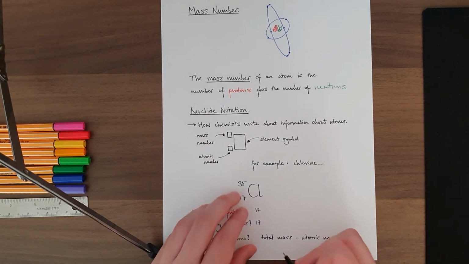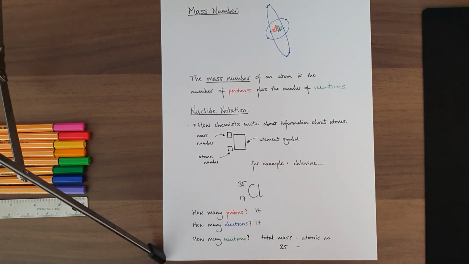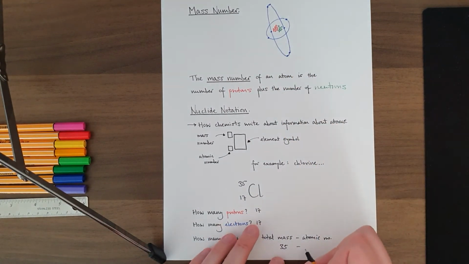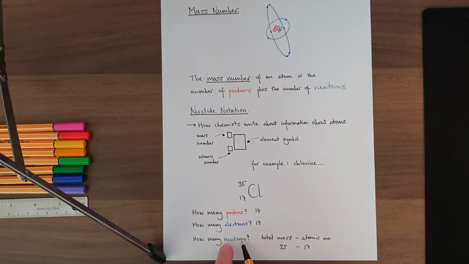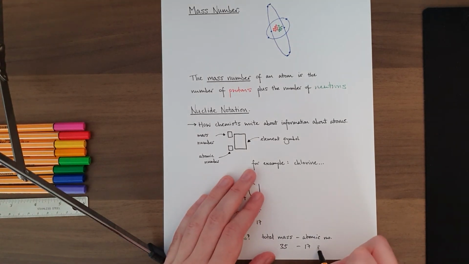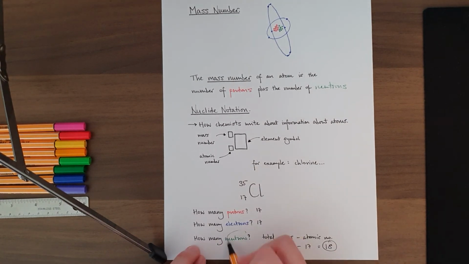So in this case, it's just 35. That's the total mass. That's all the protons, all the neutrons. Take away 17, because that's the number of protons that I have. I'm only interested in the neutrons. This total tells me about both. So I need to get rid of those protons. And then the answer to that is 18. So I have 18 neutrons.